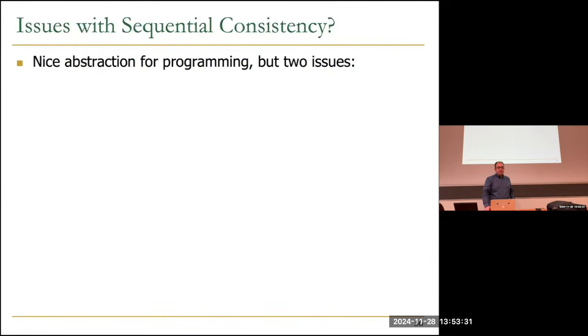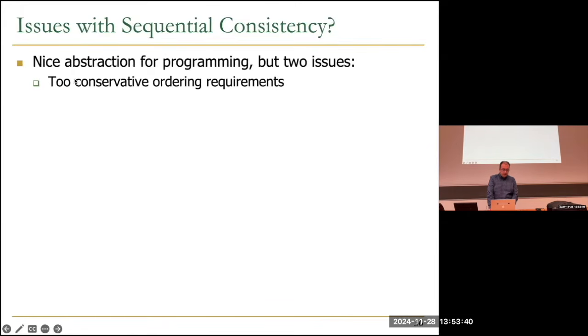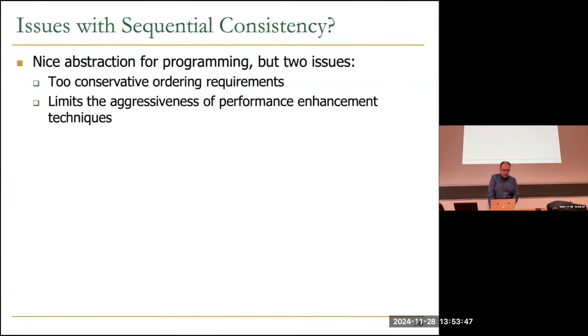Okay, so now let's see what the issues with sequential consistency are. We know this is a kind of nice abstraction for programming, but there are 2 issues. First, it's too conservative. For the ordering requirement, our approach is too conservative, and it also limits the aggressiveness of performance enhancement techniques. So once you want to make this sequentially consistent, you need to sacrifice a lot of performance improvement techniques, for example caches. Caches are important in order to provide performance.